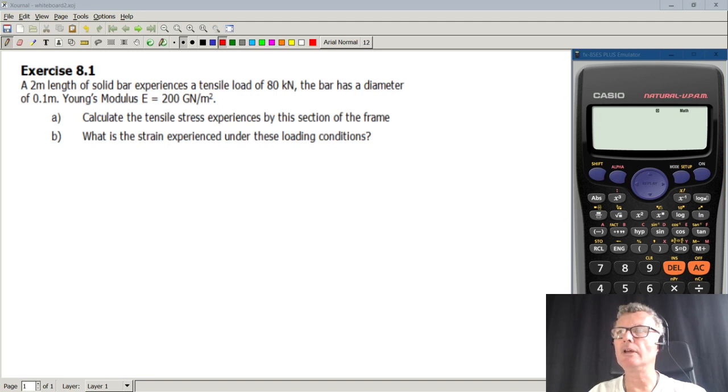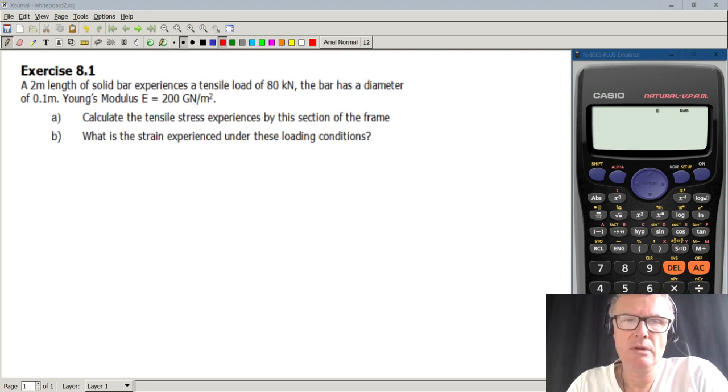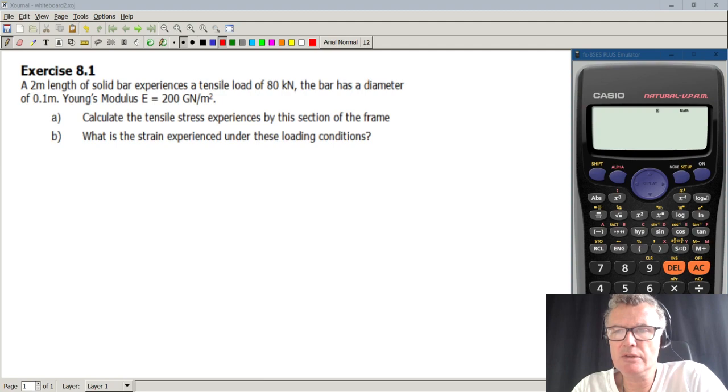So let's have a look. For 8.1 I should be getting 10 megapascals and 51 microstrain. Right, so 2 meter long bar, it's solid, tensile strength is 80 kilonewtons. The bar diameter, meaning that it's going to be a circular bar, is 0.1 meters. Young's modulus 200 gigapascals. Calculate the tensile stress.